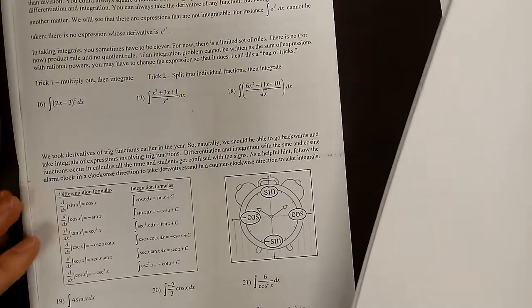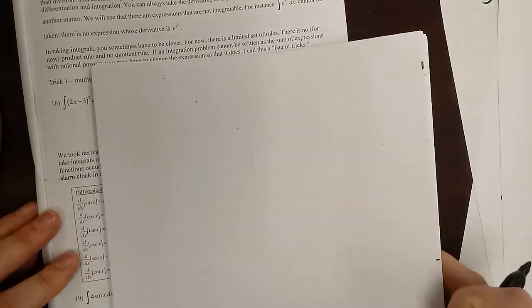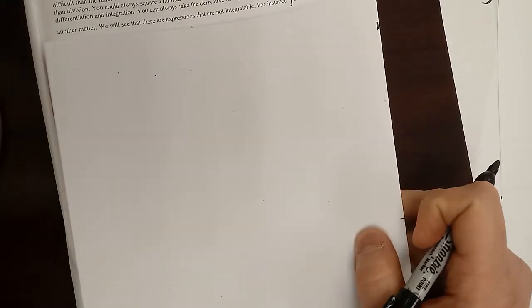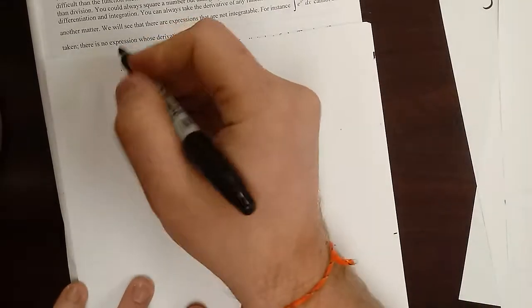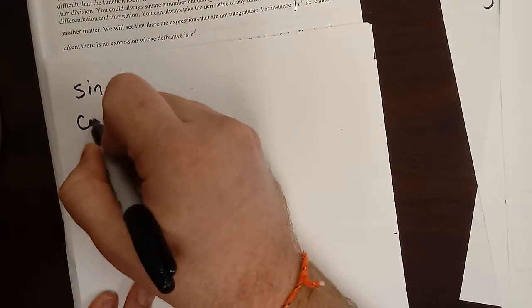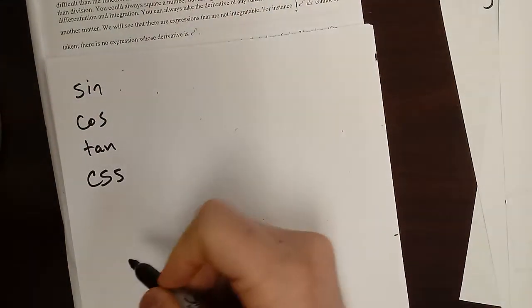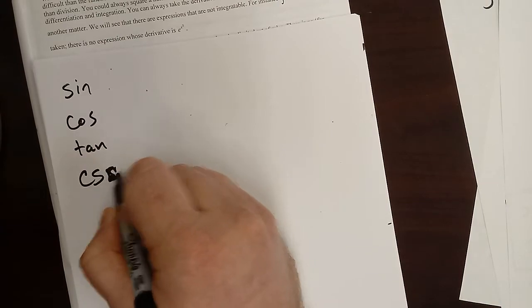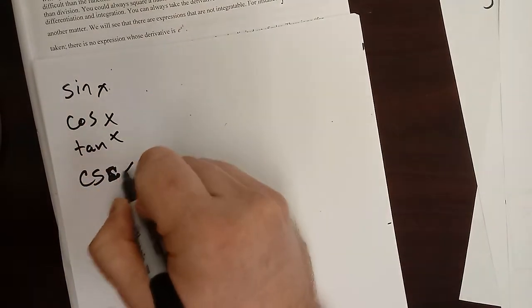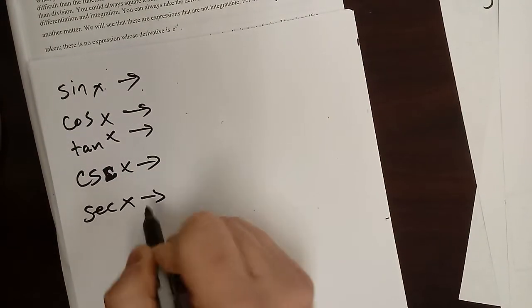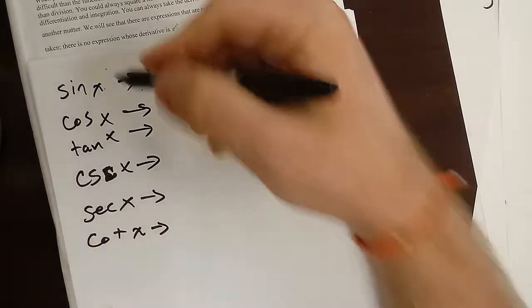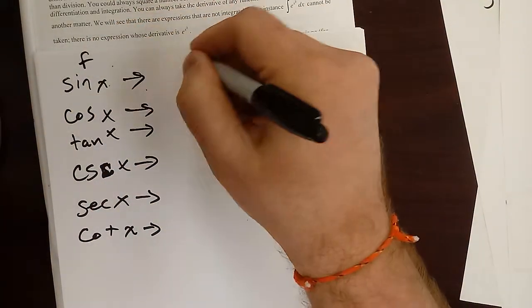So let's see what comes next. Trig, right. What we want to do is build from derivatives and go to integrals. So we have sine, cosine, tangent, cosecant, whoops, CSC, secant, cotangent. All right. So for the derivative of sine, here's f prime.